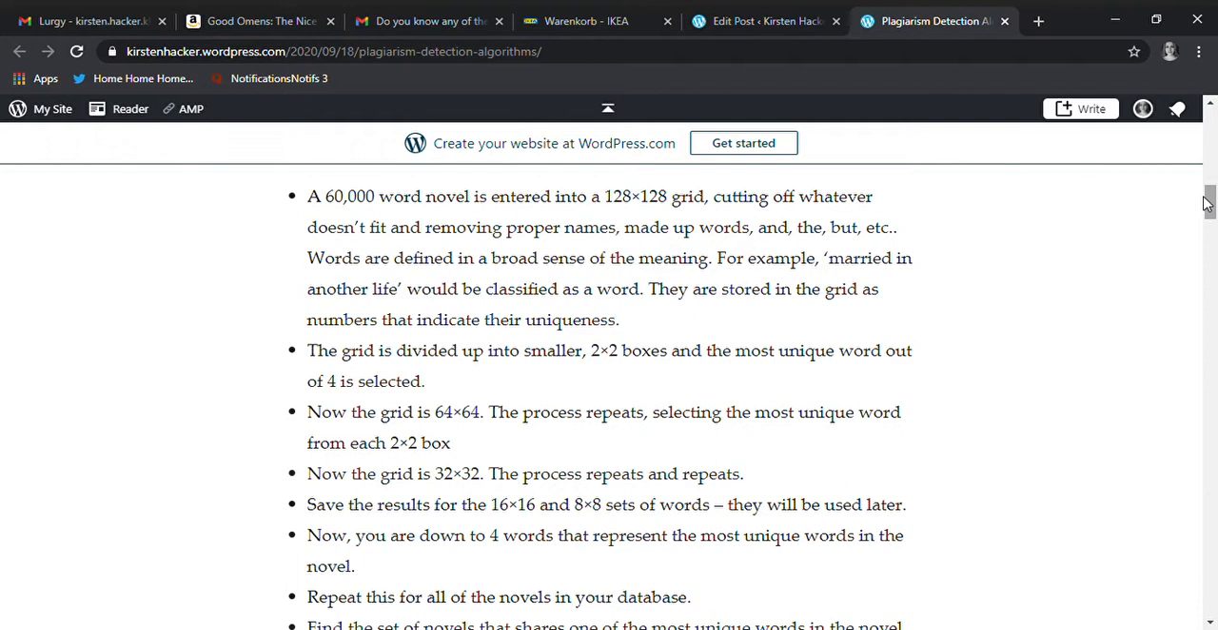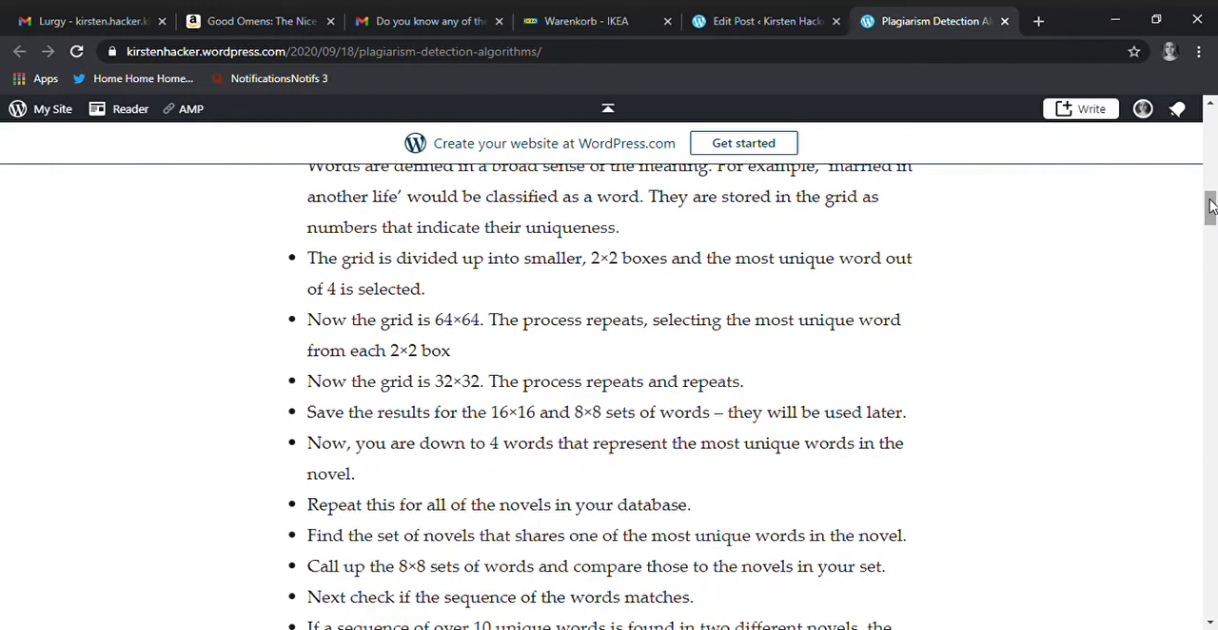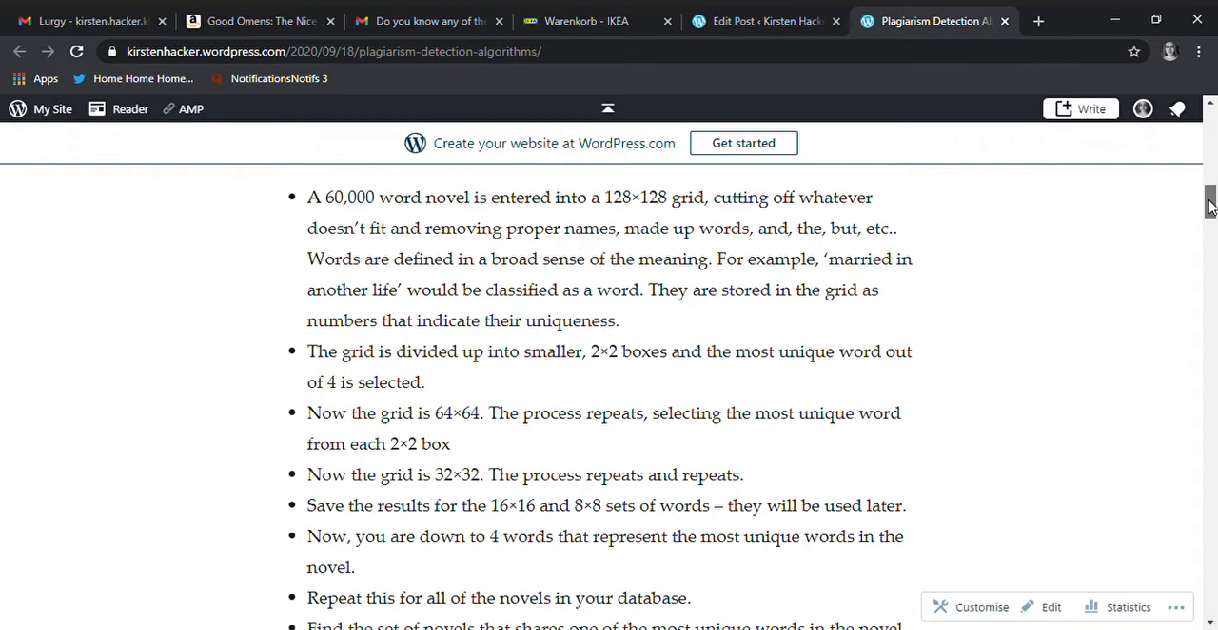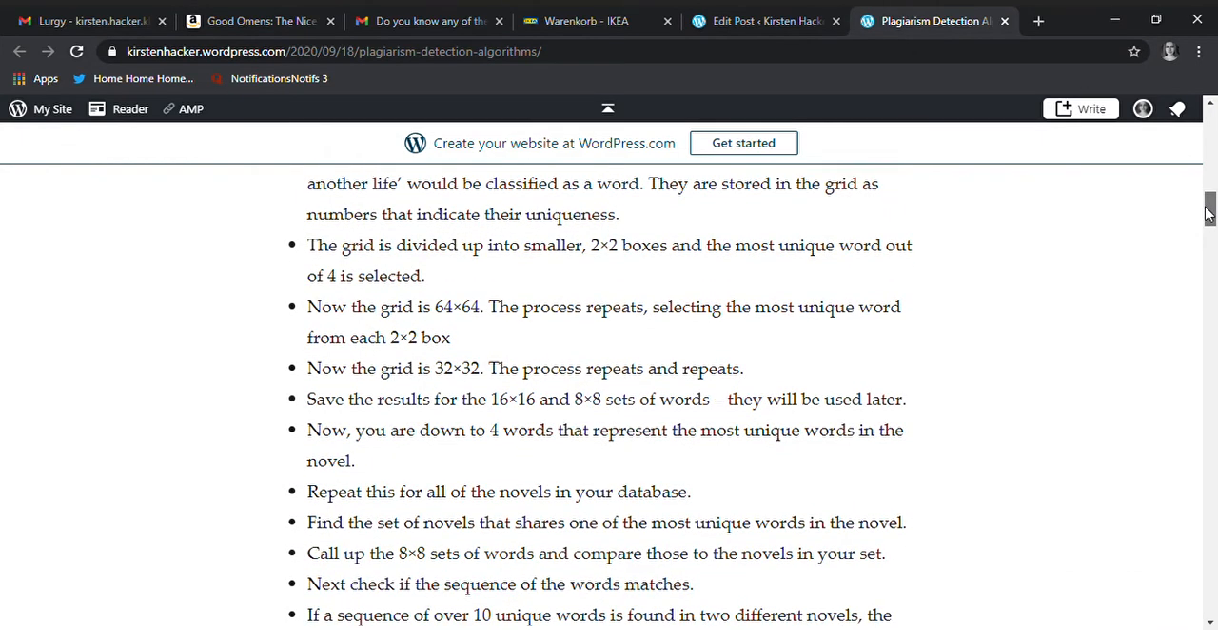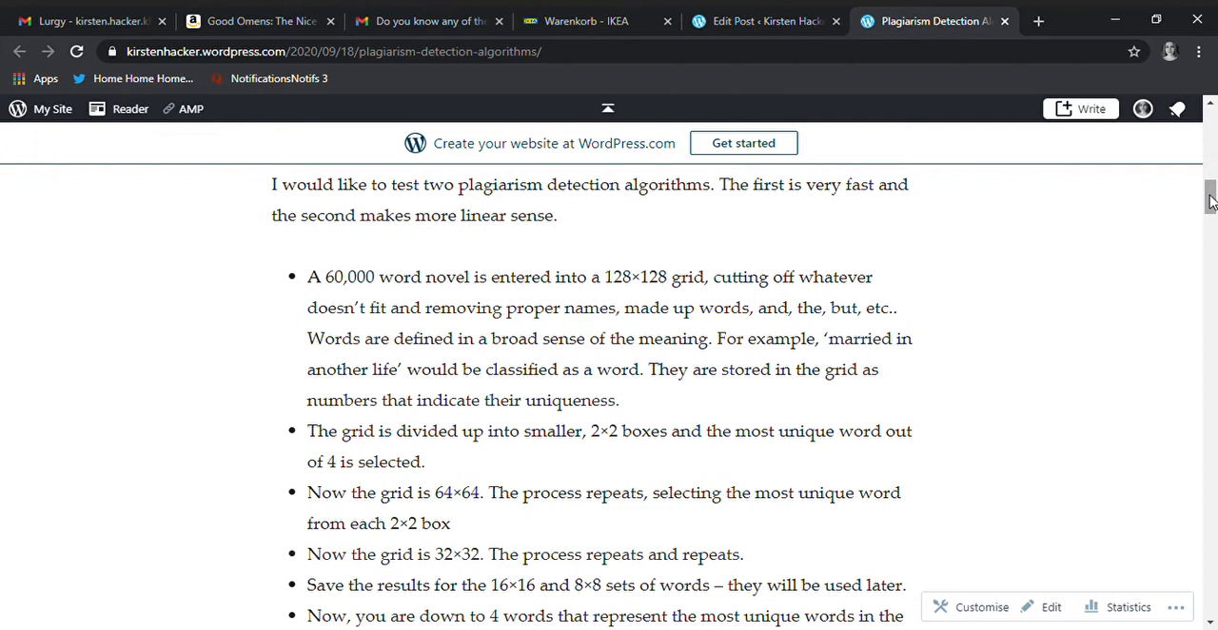You'd remove proper names and made up words, and, the, but, and so on. And words would be defined in a very broad sense of the meaning. For example, "married in another life" would be classified as a word, and they would be stored in the grid as numbers that indicate their uniqueness. So you'd need to have a very extensive thesaurus, a conceptual thesaurus, to use to construct this grid. It would basically reduce a novel down to a grid of numbers.